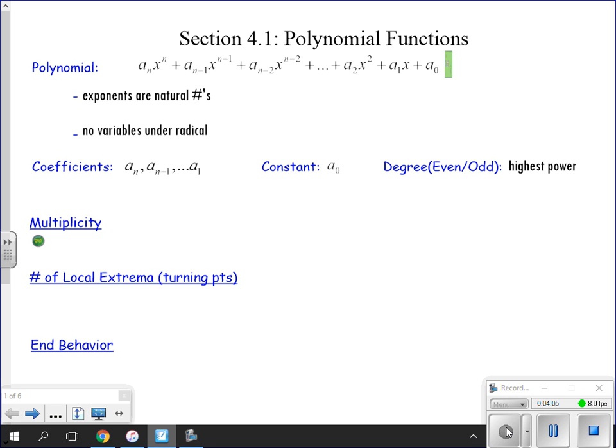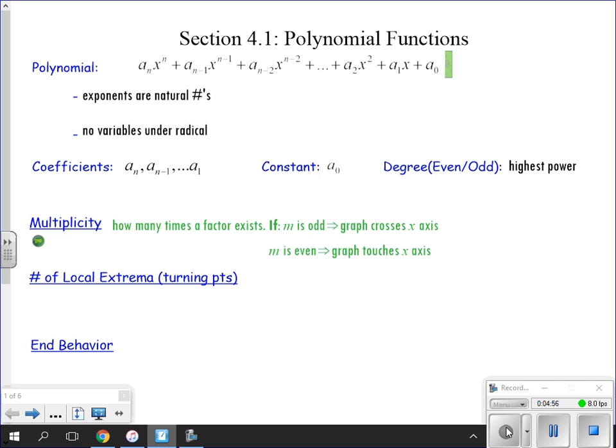Now, we can get an awful lot from our degree, our highest power. Our highest power tells us how many possible zeros we have. It actually tells us technically how many zeros we have. If we have x to the 100th, we have 100 zeros. We have 100 roots. We have 100 solutions to that polynomial. If it's to the 100th degree, we have 100 solutions. That solution may appear more than once. That is what multiplicity is. Multiplicity tells us it appears more than once.